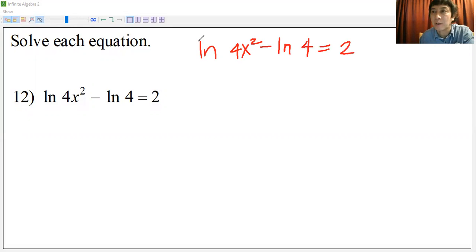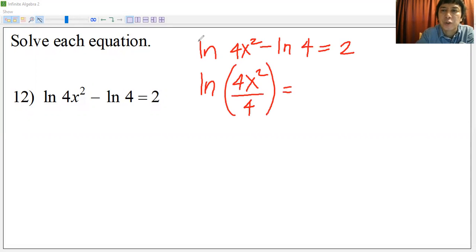Again, there's a minus here. Logarithm of something minus logarithm of something. We can compress this into one single logarithm, a ratio of 4x squared divided by 4 equals 2. Now we can write the 2 in terms of logarithm. That's ln of e to the 2.